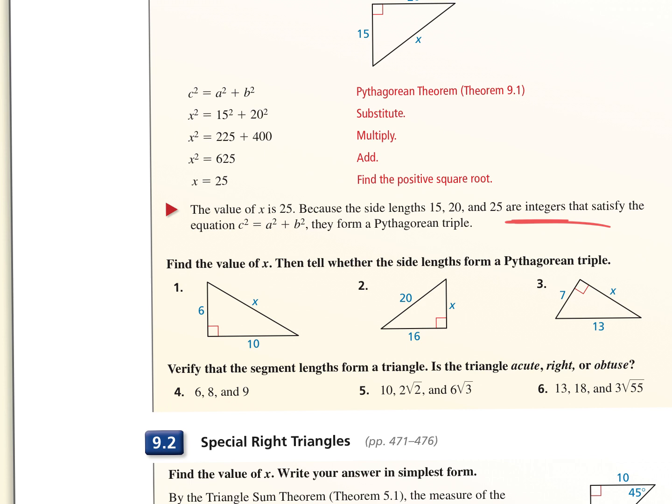Then numbers 4, 5, and 6. You had a question like this on the quiz. They'll have one like this on the test, where it's going to ask you to classify. Is the triangle acute, obtuse, or right? It's also going to ask you, will it form a triangle? And that's where you take the 2 smaller sides, add and subtract them, and then make sure that that biggest side fits in between.